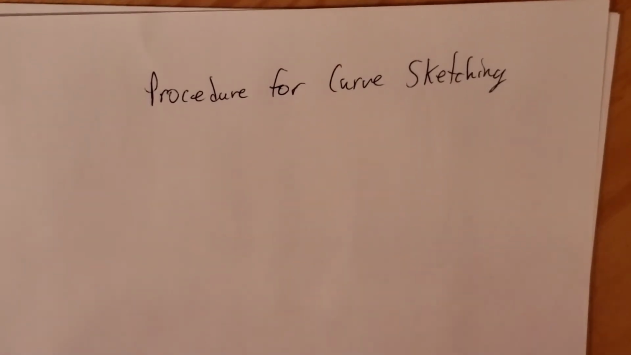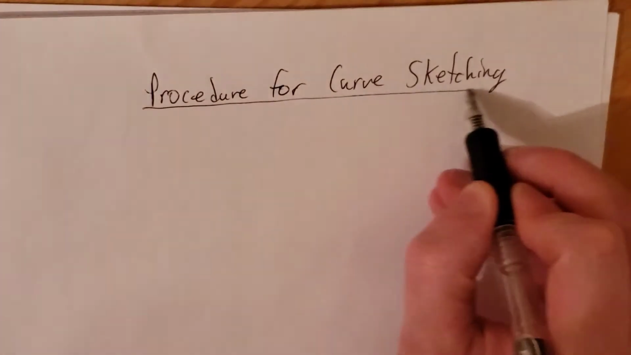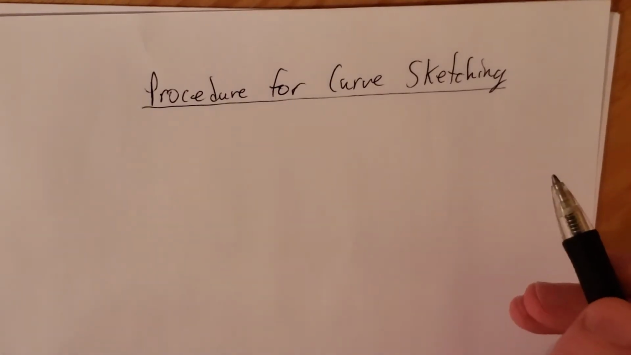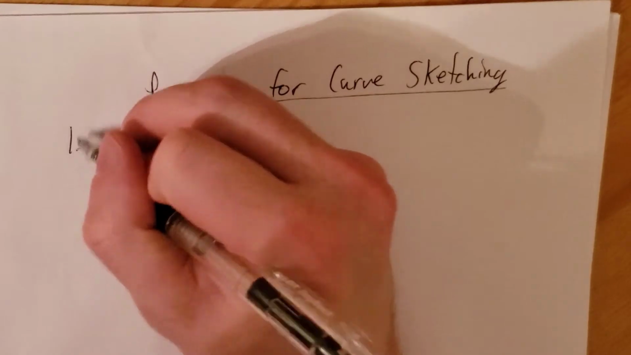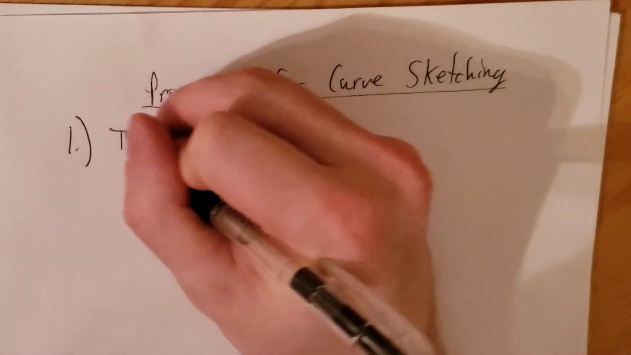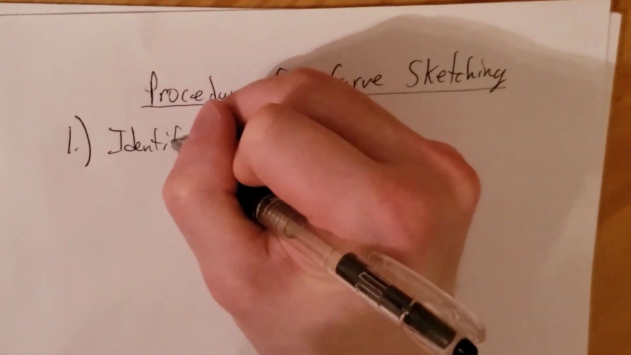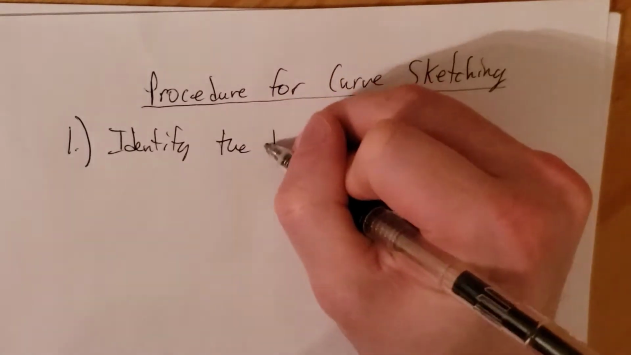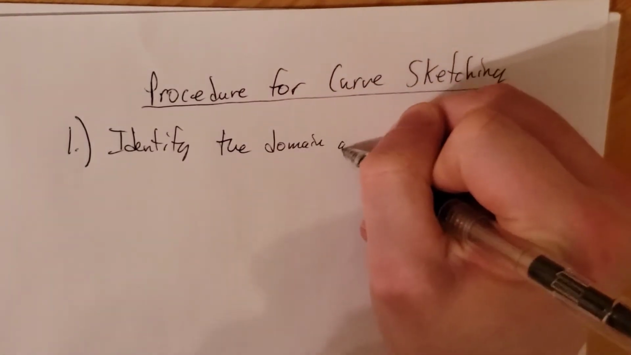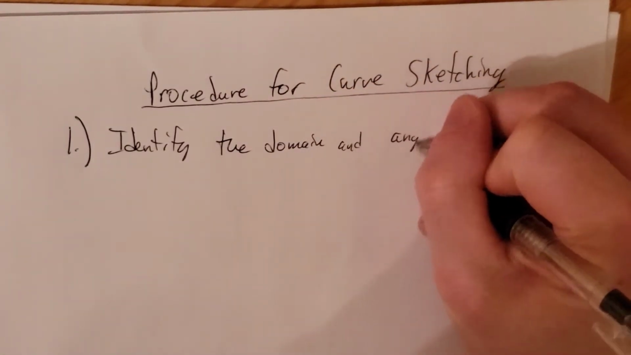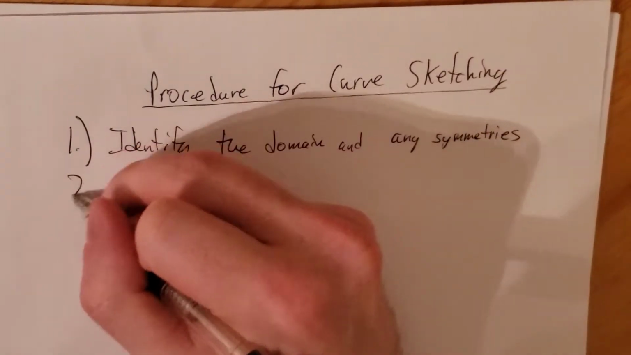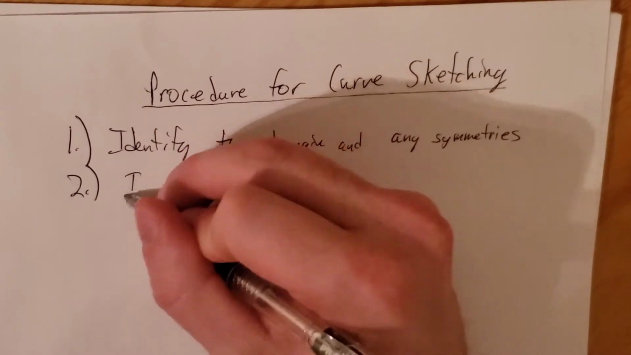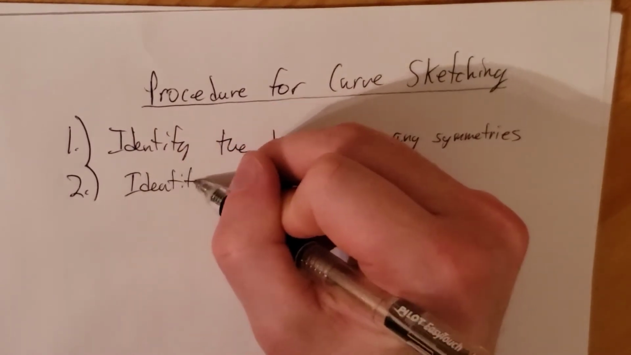In this video, we just want to focus on curve sketching. So I'm going to outline a procedure here, and then we're going to do an example. The first thing you should do is identify the domain and any symmetries. Second, you should identify any asymptotes.